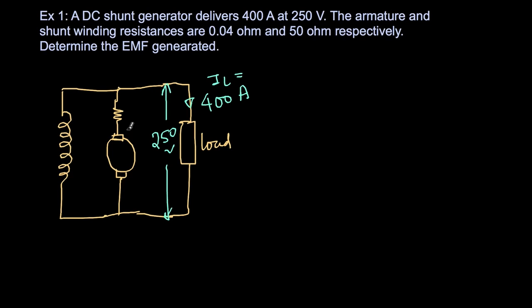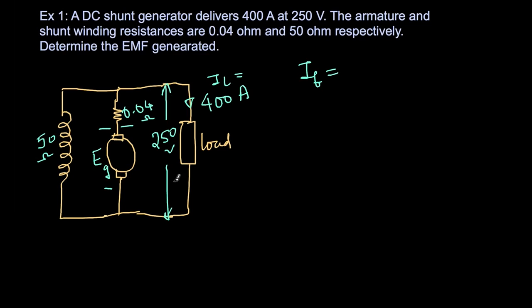Does it mean that the armature also generates 250 volts? Actually not. This is EG, the EMF generated in the armature. It will be slightly more because there will be a voltage drop here. The armature resistance is 0.04 ohm, and this resistance is 50 ohms. Now we have everything ready. First I can find the field current. So what is the field current IF?